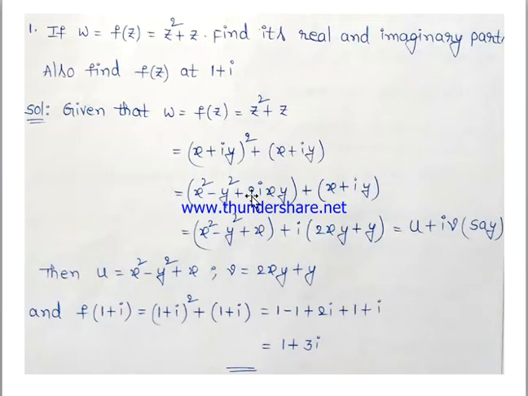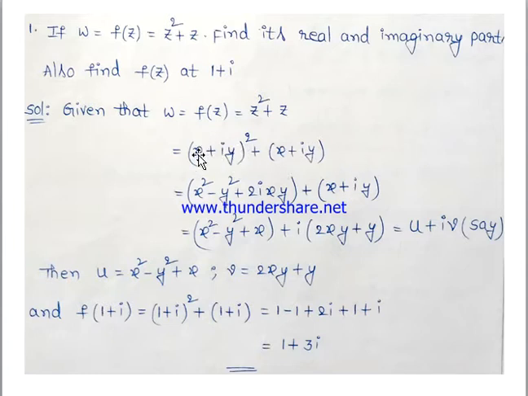Going to a small example to separate the real and imaginary parts from the given f of z. If w equal to f of z is equal to z square plus z, find its real and imaginary parts. Also find f of z at 1 plus i. First we have to separate the real and imaginary parts from f of z, that is, w equal to f of z is equal to z square plus z. The z value is x plus iy, so substituting it, we get x plus iy whole square plus x plus iy.